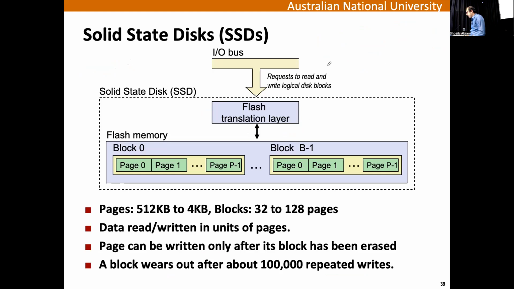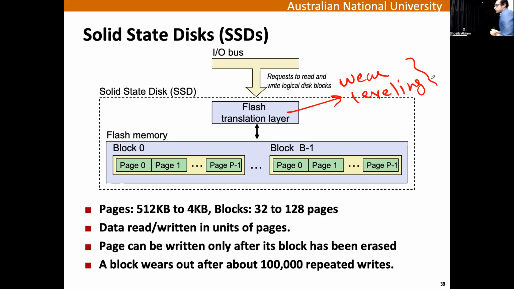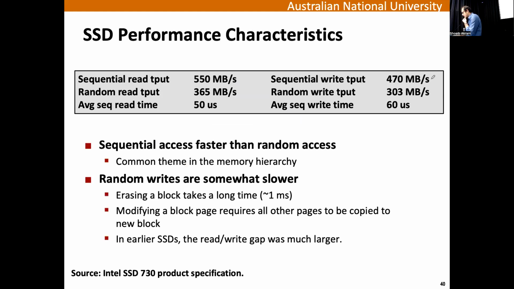One of the things that the flash translation layer does is wear leveling. It tries to level all the writes, spread them out across the device to different pages. All right, so sequential access is still faster than random access, and the reason random writes are slow is because erasing a block takes a long time, and modifying a page requires all of the pages in the block to be copied.